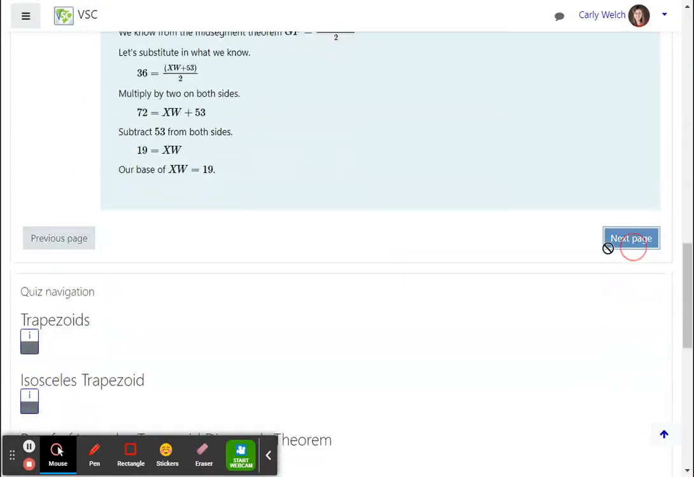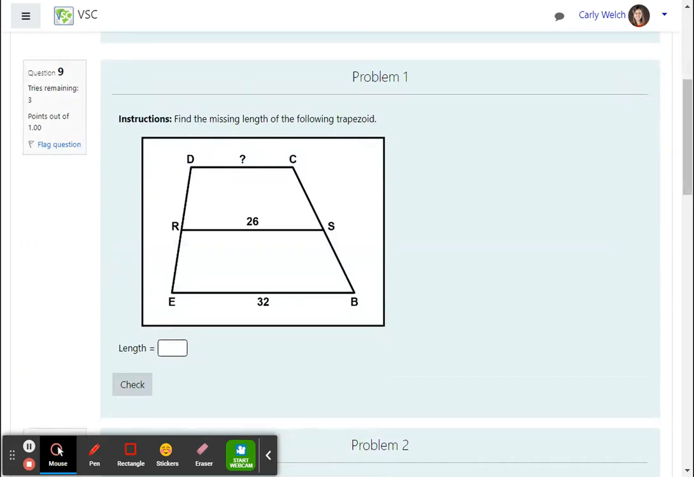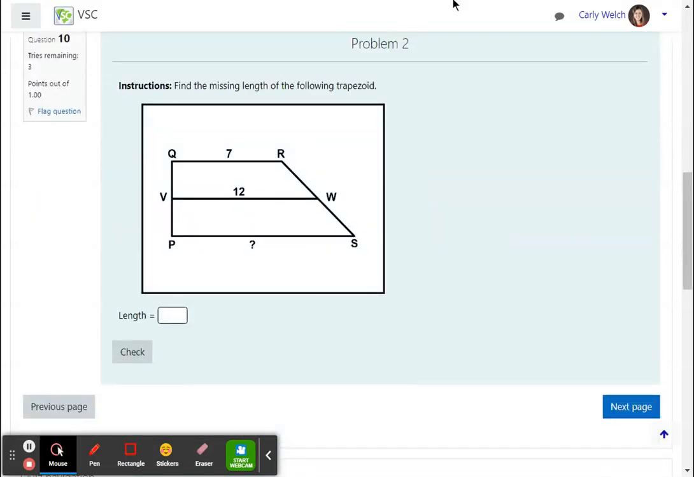Okay, so there's another example. All right, so now we have 26 is our mid-segment. Multiply by 2, and then we'll subtract 32, and that'll give us 20. All right, for this one, 12 is our mid-segment, so we'll put that number here. And 7 is the other base, so we'll subtract that, and we get 17. That's 18.